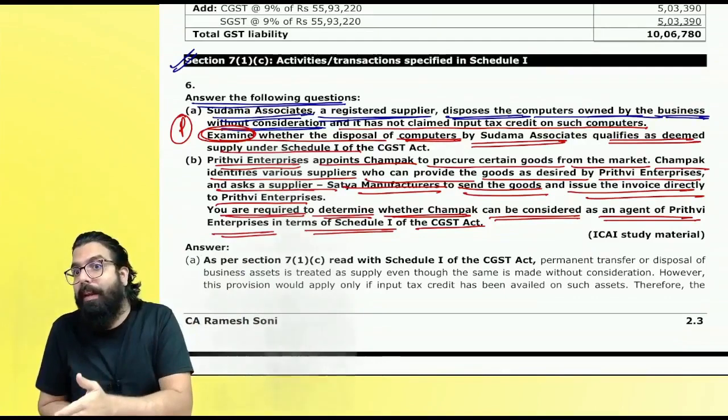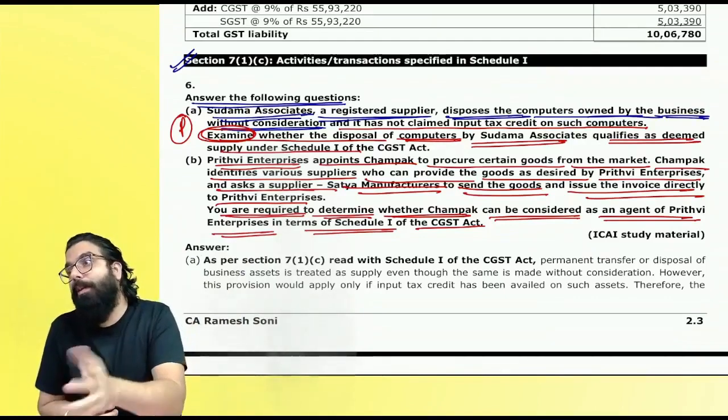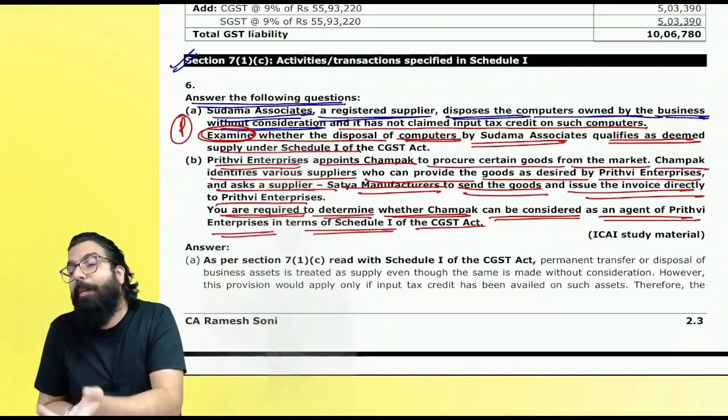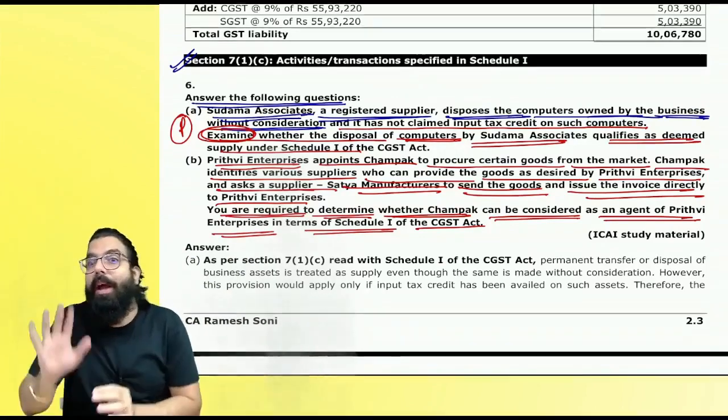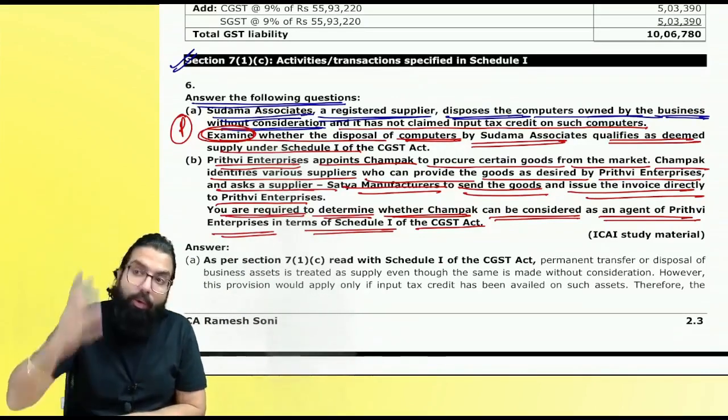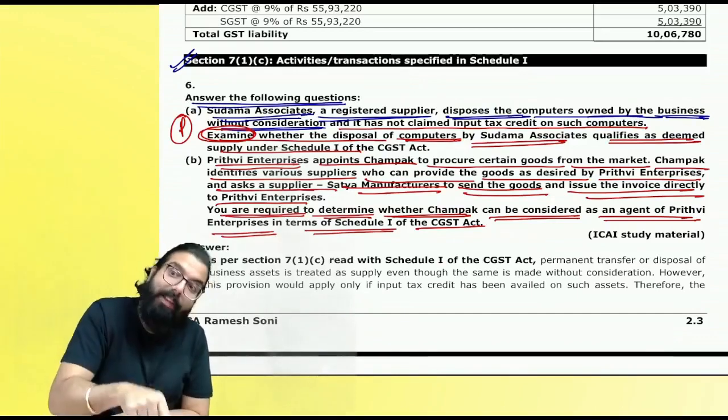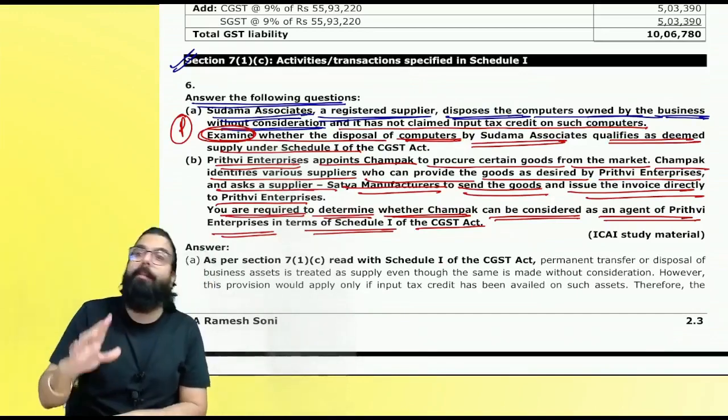If I tell you to write, where should I end the answer? In exams, my students tell me, sir, we blanked out. You never practice. That is why you blanked out. Your hand has a memory. If you are practicing, you don't have to think. Your hand will automatically start and your hand will drop the pen.